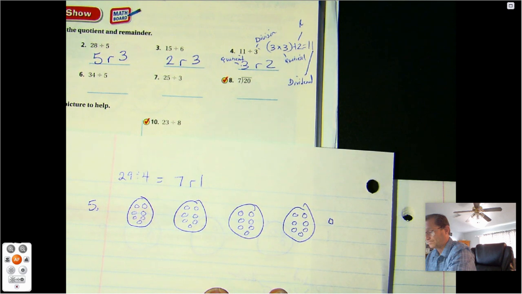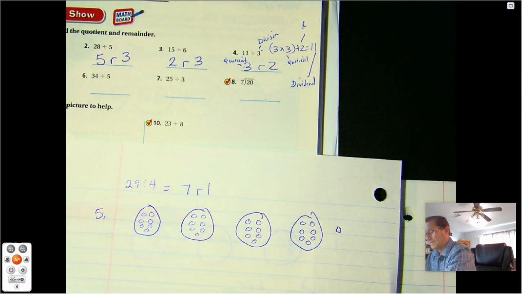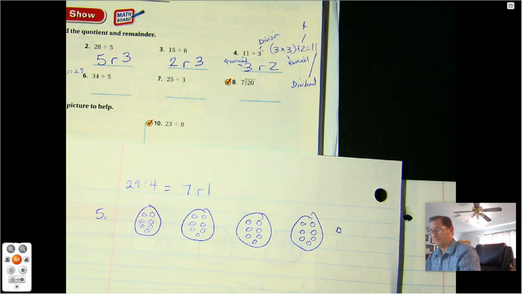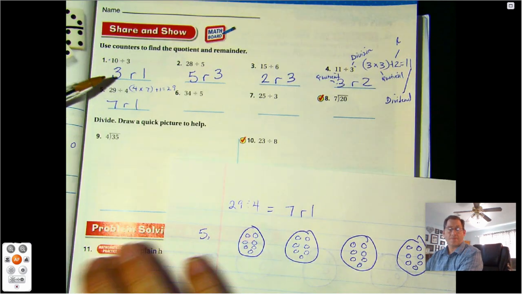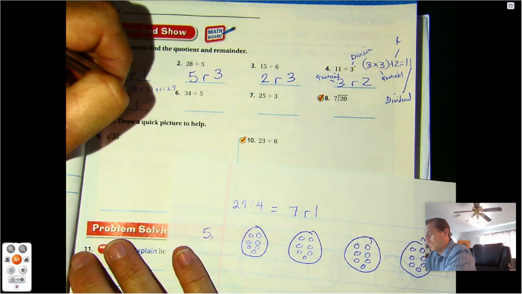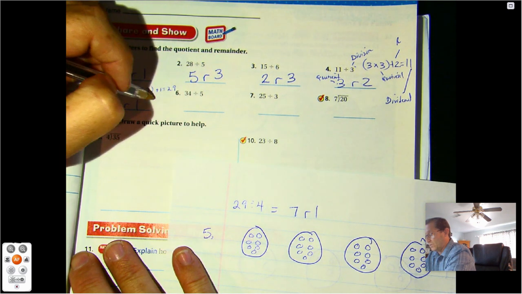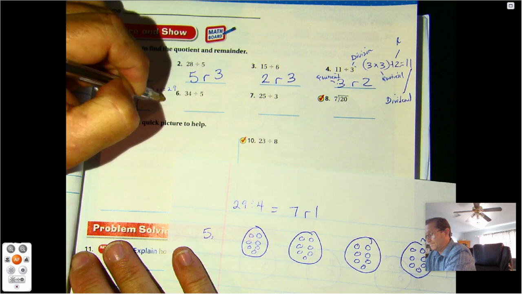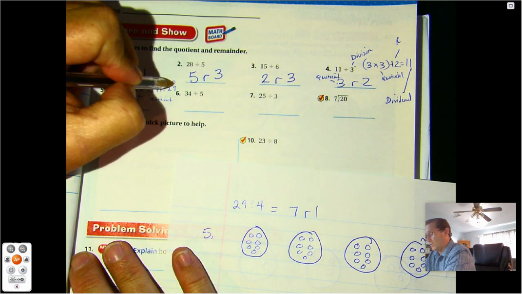So again, if we go 4 times 7 plus 1, that should give us our dividend. The 4 was the divisor. The 7 was our quotient. The 1 is the remainder. And 29 was the dividend.